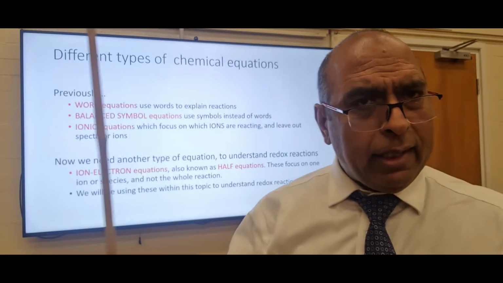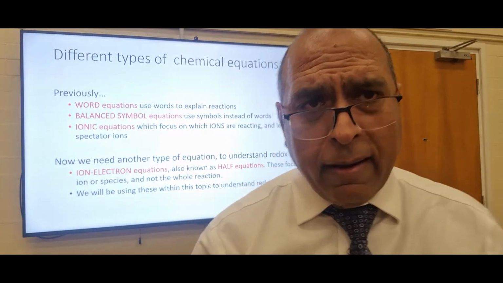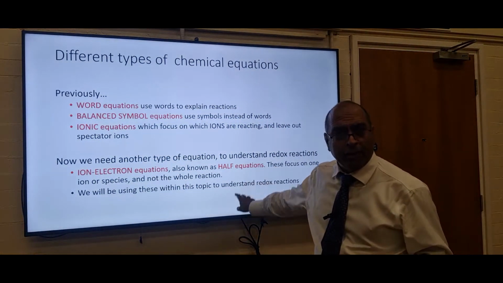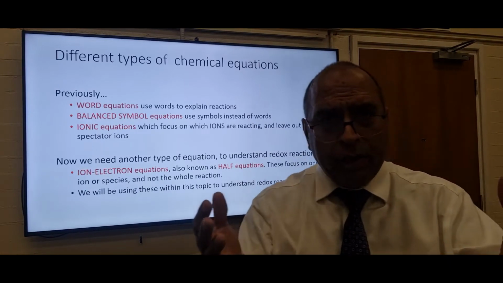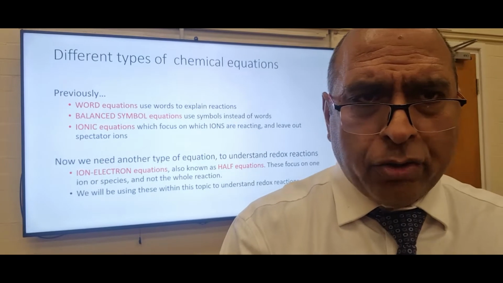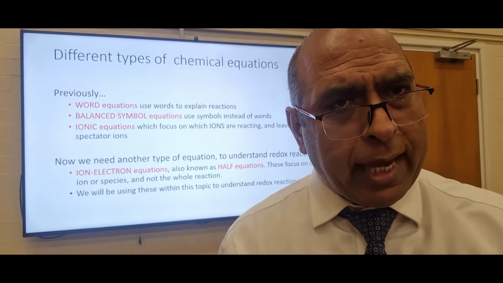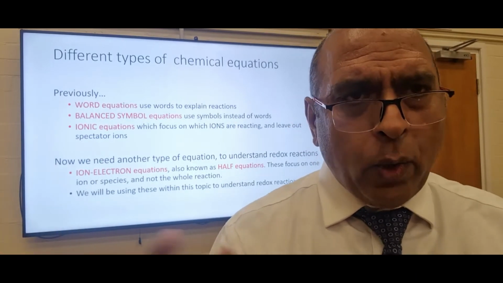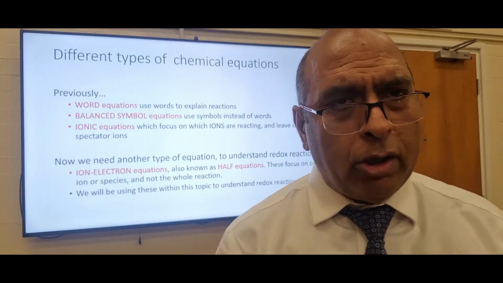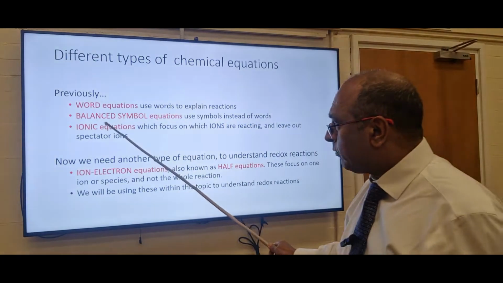And they're called half equations because it's like half a story. It's only half the story when we're talking about an electron being lost or gained. Half the story is in the loss, half the story is in the gain, and therefore when we put two half equations together, you get the overall ionic equation.